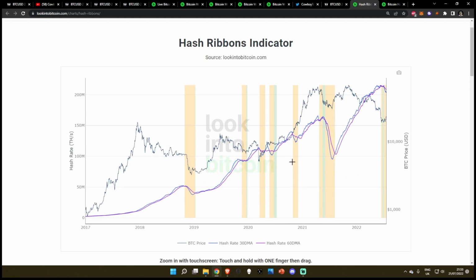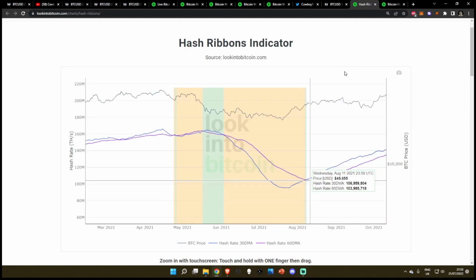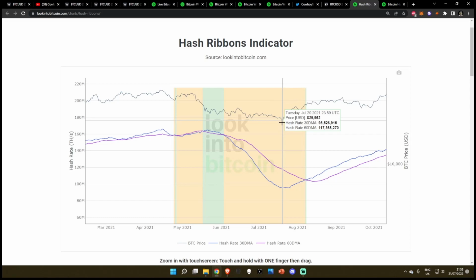And then moving back over to this massive example where you had the massive miner exodus, the hash rate really started to bottom exactly here. Let me find out, so look at the hash rate on the 30-day, 95.5. It was its lowest right here. So this was exactly where the low was, on the 21st of July. When was the bottom? The bottom was on the 20th of July.